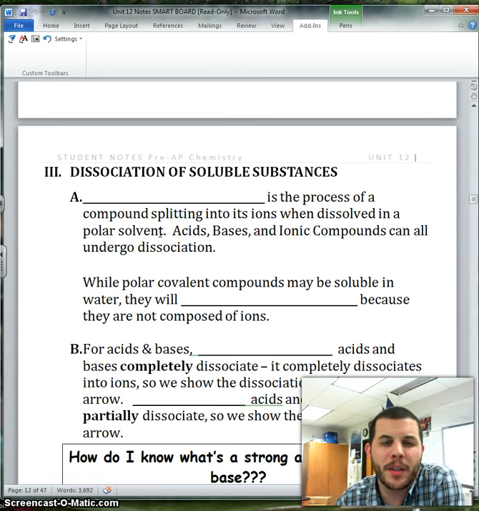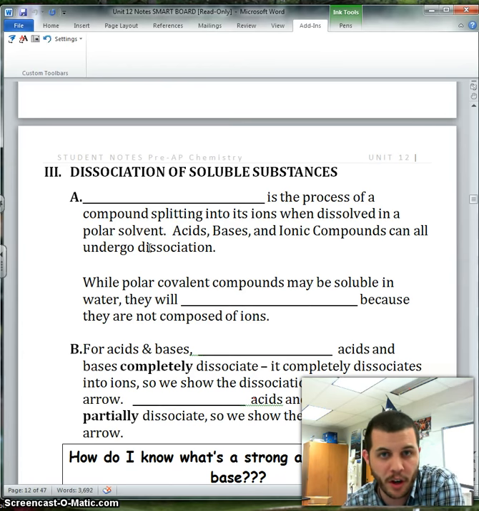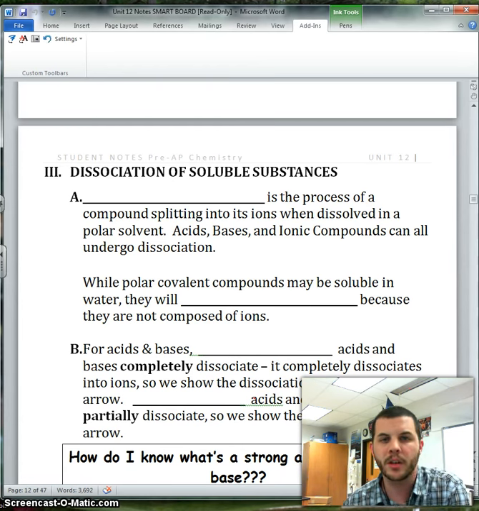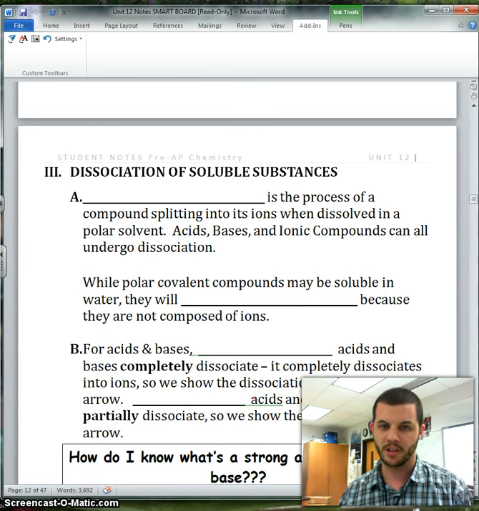All right, folks. So last time we talked about how things dissolve, okay? And we talked about the two major rules. We had the primary solubility rule, the like dissolves like, and we also talked about how some ionic compounds can also dissolve into polar covalent solvents, okay? So what we're going to take a look at today is how things dissolve, okay? And so that's going to be this dissociation of soluble substances, okay?